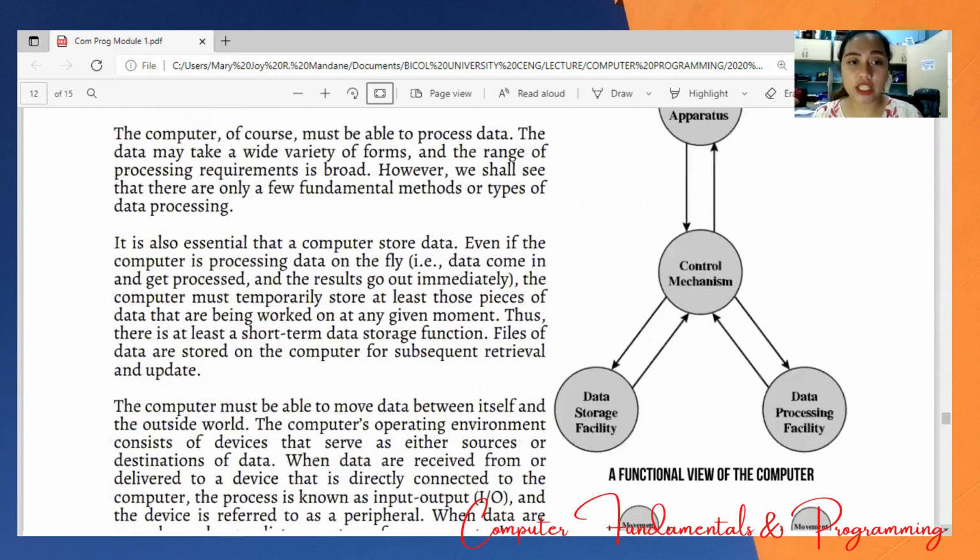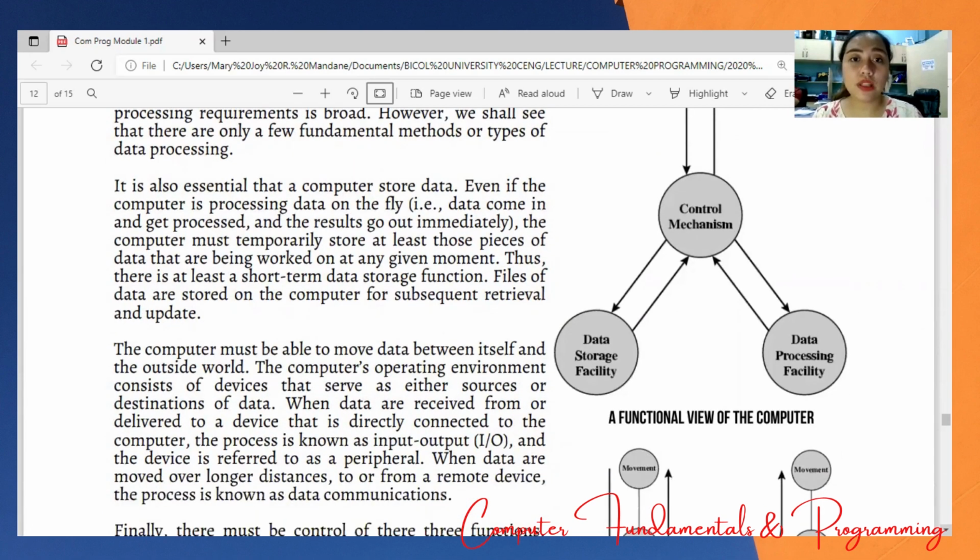It is also essential that a computer store data even if the computer is processing data on the fly. For example, data come in and get processed and the results go out immediately. The computer must temporarily store at least those pieces of data that are being worked on at any given moment. Thus, there is at least a short-term data storage function. So files of data are stored on a computer for subsequent retrieval and update.